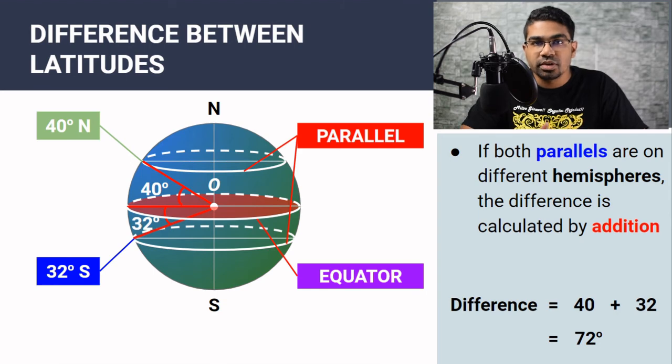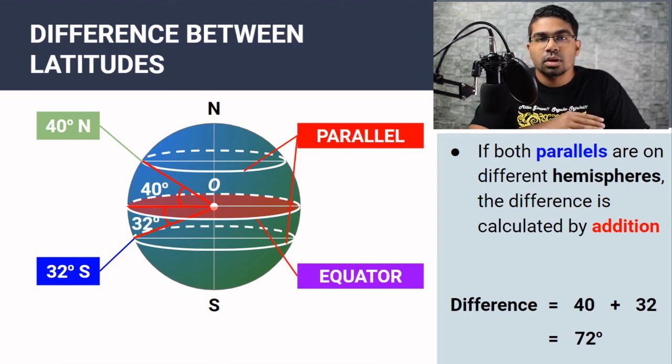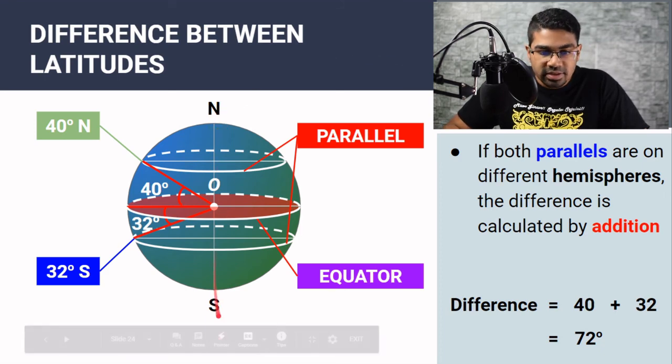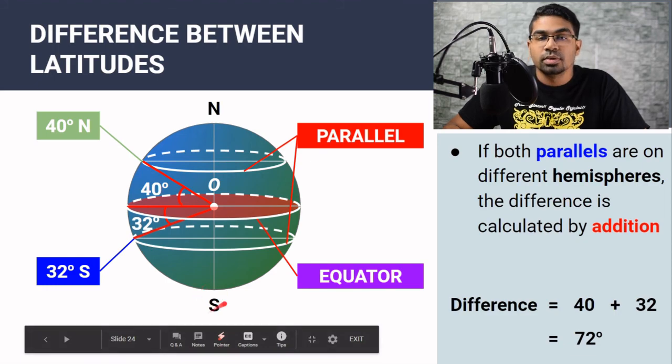Latitudes can go from 0 degrees, which is at the equator, all the way to 90 degrees. 90 degrees north will be the North Pole, and 90 degrees south will be the South Pole.